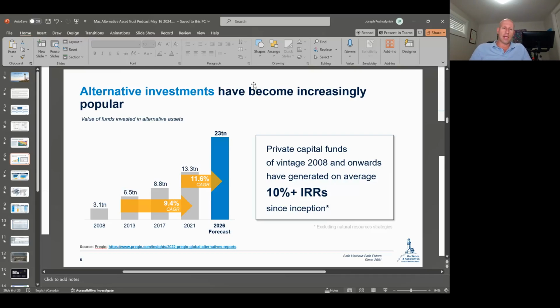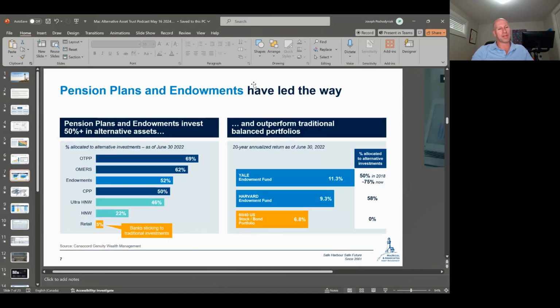But in this slide, Preqin, which is a private equity database, forecasts that by 2026, which really is just around the corner when you think about it, the industry as a whole will have about $23 trillion in cumulative investments from asset managers, family offices, other established investment groups, and these private capital funds have indeed done very nicely in terms of the rates of return. And we'll get into one of the reasons why that is. There's a variety of reasons, but we'll talk about one of them that you may be surprised to hear our take on.